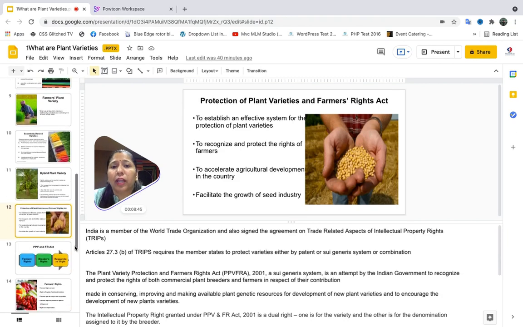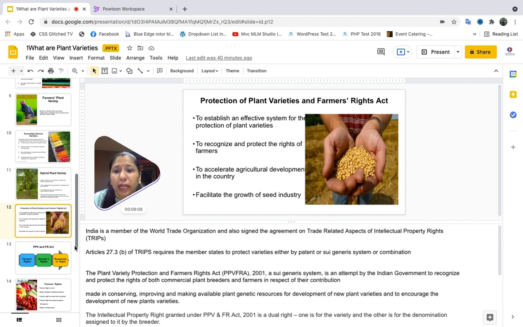Now, the next question arises: who protects these plant varieties? Who protects these farmer varieties in India? Now, in India, we already know that India is a member of the World Trade Organization. It has also signed the Trade Related Aspects of Intellectual Property Rights. Now, Article 27.3 of TRIPS requires all its member states.